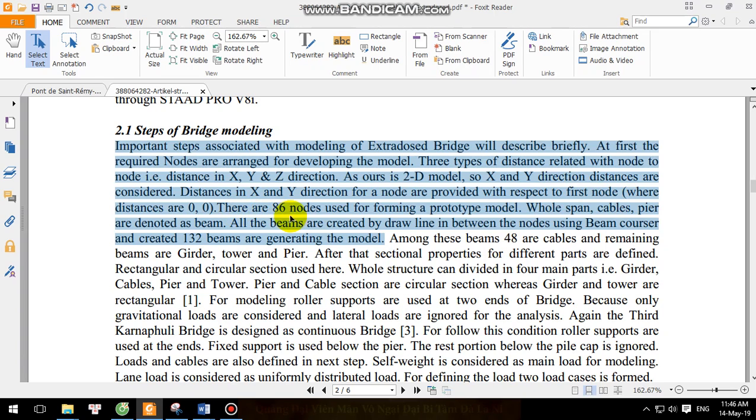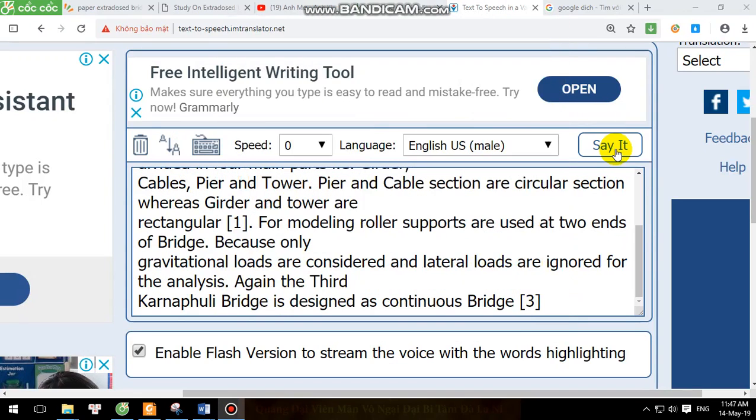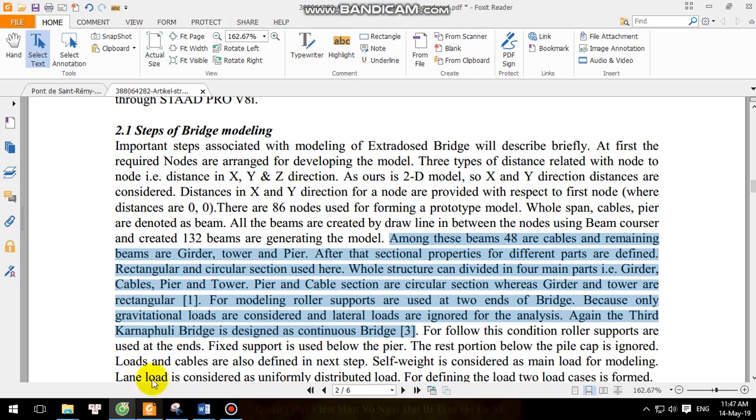There are 86 nodes used for forming a prototype model. The whole span, cables, and pier are denoted as beams. All the beams are created by drawing lines between the nodes using the beam cursor, and 132 beams are created, generating the model. Among these beams, 48 are cables and the remaining beams are girder, tower and pier.